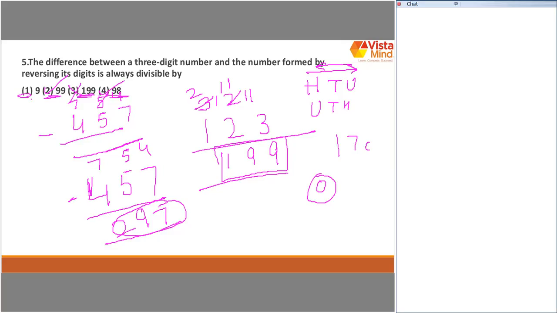179, and on reversing it, it becomes 971. So find out the difference between them. 971 minus 179, the difference is 792. Check whether it is divisible by 99. 792, is it divisible by 99? Yes, 99 into 8. Kanya says yes. Kindly, guys, cross check it. Shubham is also saying yes. So we can see that it is always divisible by 99.